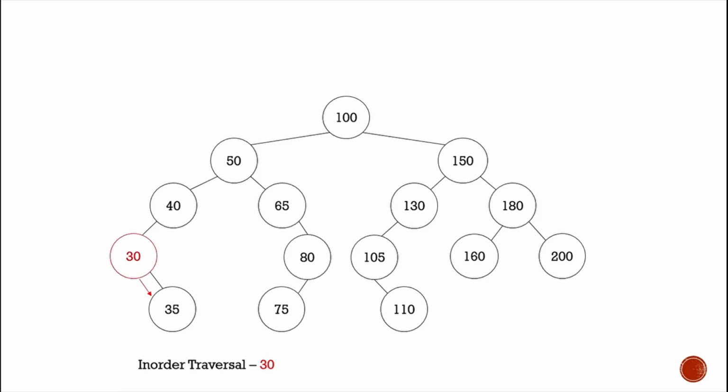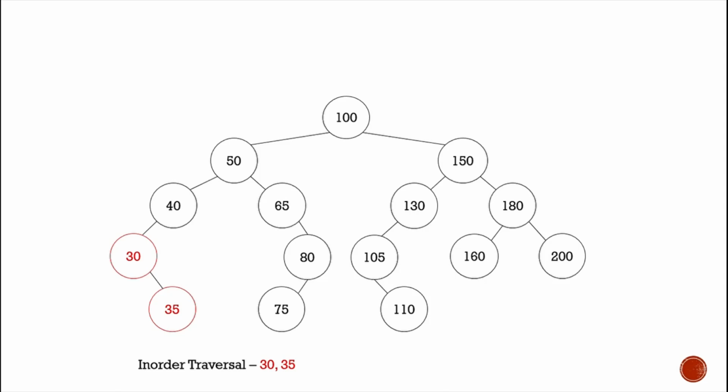Then the right subtree of 30 must be visited, so we travel to 35. From 35, it tries to travel left again, but the left subtree of 35 is null. So 35 is printed as it is the parent node here. Then it tries to visit the right subtree of 35, which we can see is also null. Now we can see that all the nodes in the left subtree of 40 are done being traversed.